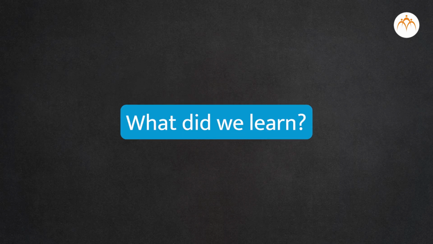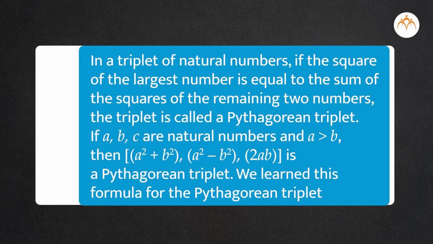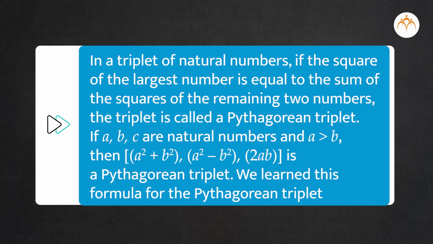What did we learn? In a triplet of natural numbers, if the square of the largest number is equal to the sum of the squares of the remaining two numbers, the triplet is called a Pythagorean triplet. If A, B, C are natural numbers and A is greater than B, then A square plus B square, A square minus B square, 2AB is a Pythagorean triplet. We learned this formula for the Pythagorean triplet.